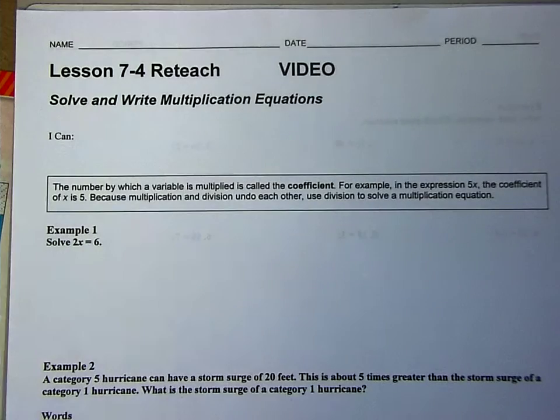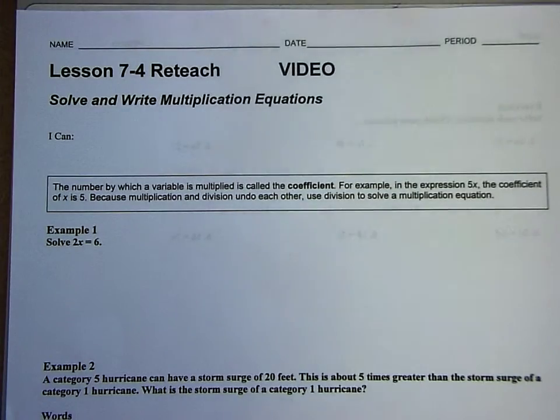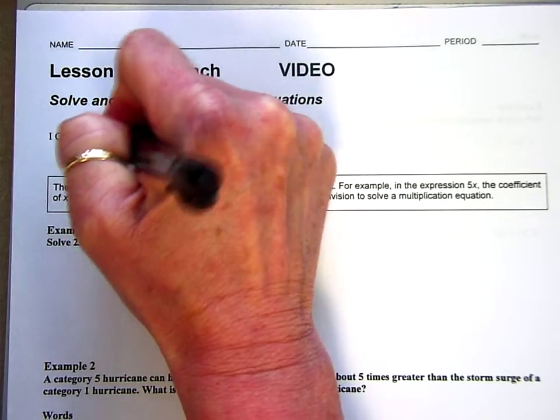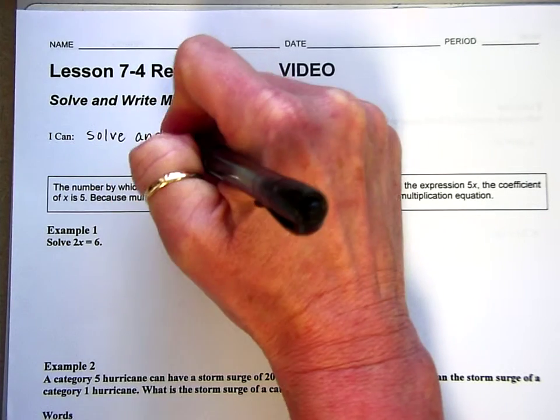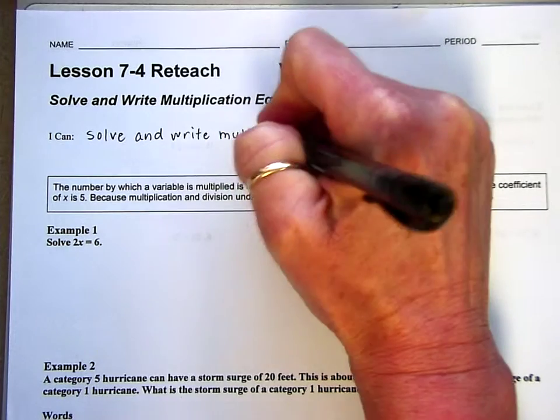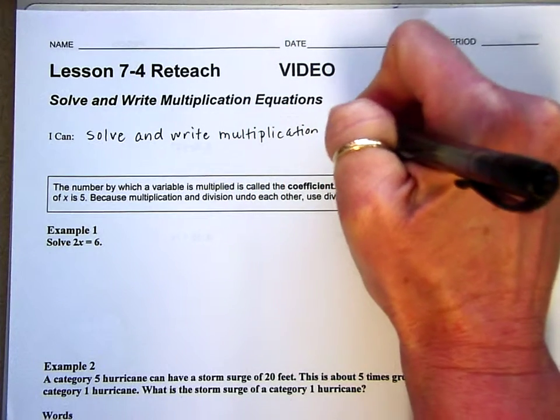Okay, sixth graders, moving forward, lesson 7-4, chapter 7, section 4, we are going to solve and write multiplication equations. We've already worked on addition and subtraction. Our I can statement is: I can solve and write multiplication equations.